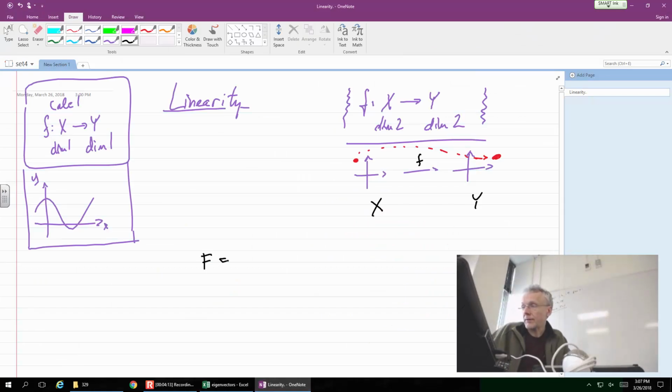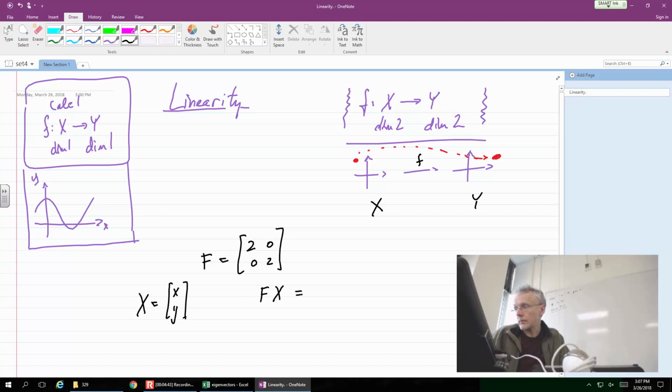Our matrix, say, F is 2002. Let's confirm that indeed it stretches. Say X is equal to, well, let's abandon those things. X is xy. And then, let's compute fx. We have 2002 multiplied the usual way by xy. What do we get?